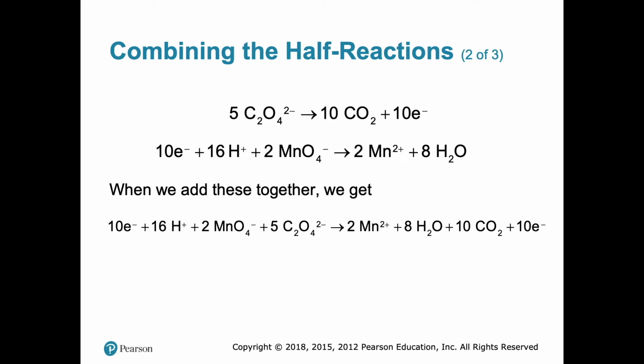So now we get this equation here, where it's 10 electrons from the manganese side, 16 protons from the permanganate side, two permanganates, and then five oxalates on the left side. And then on the right side, we have the two manganese 2s, plus the 8 waters, plus the 10 carbon dioxides and 10 electrons. Notice that the 10 electrons are on both sides now, so you have the same number of electrons on both sides.